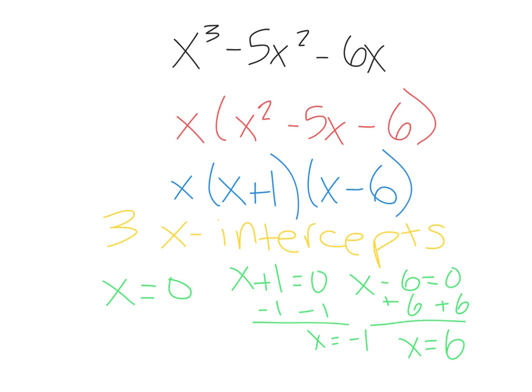My three x-intercepts are 0, negative 1, and 6. This is because you must set each one equal to 0. x equals 0. x plus 1 equals 0, so you subtract 1 from both sides, leaving you with x equals negative 1. x minus 6 equals 0, you would add 6 to both sides, leaving you with x equals 6.